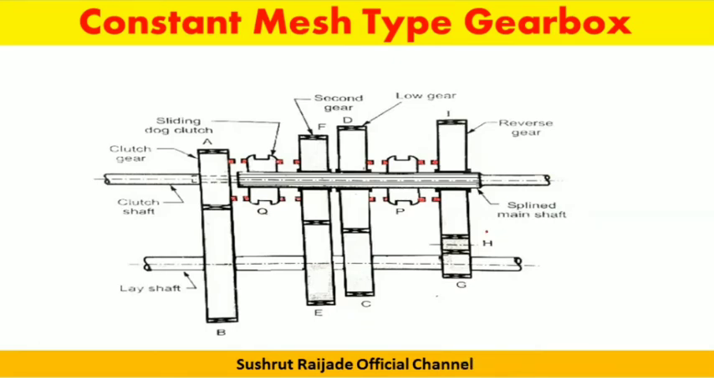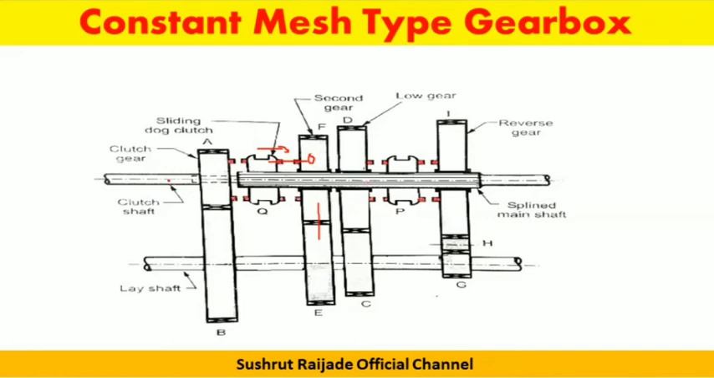Now second gear engagement. To engage the second gear, dog clutch P is disengaged. Then dog clutch Q is shifted towards the right, such that it engages with gear F. So power will get transmitted from gear E to gear F, from gear F to the dog clutch, and from the dog clutch to the main shaft.